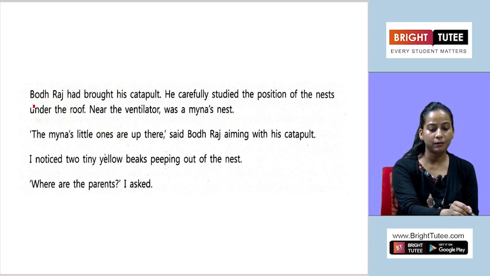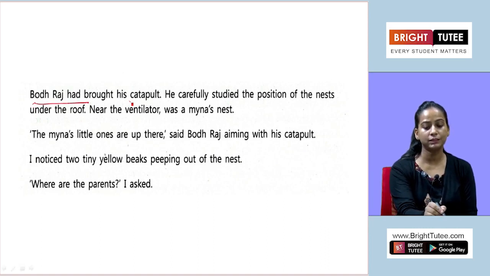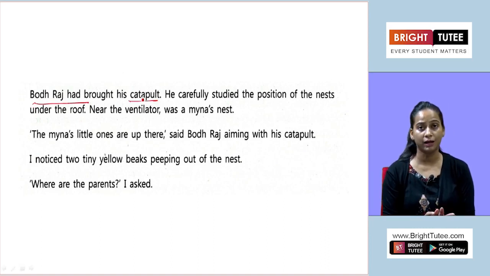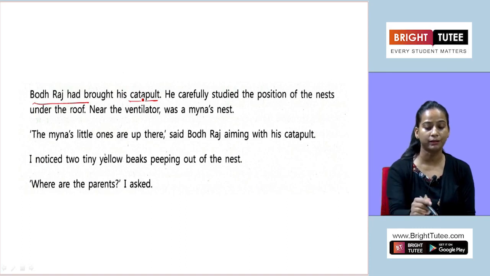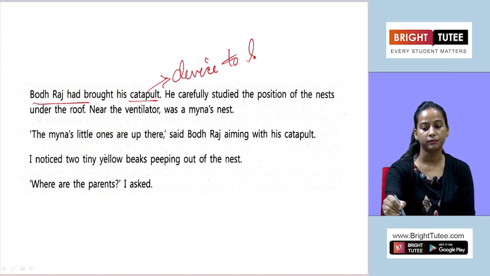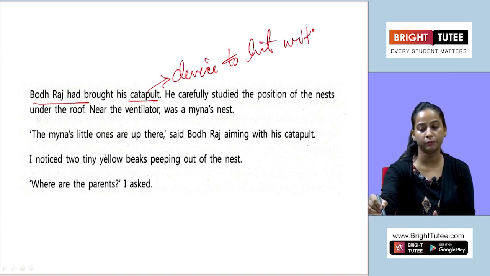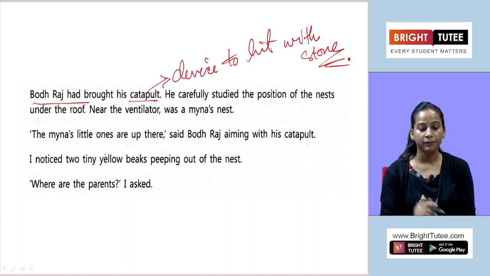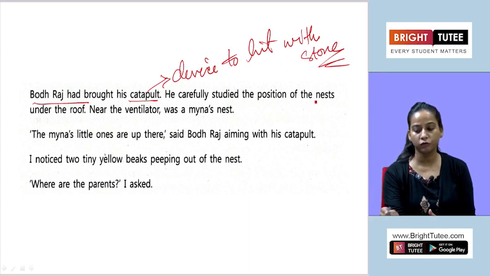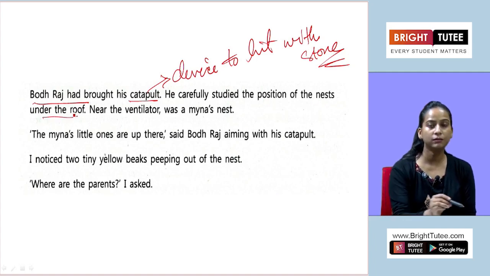Bodhraj had brought his catapult. Catapult, as I told you, is that device to hit with the help of a stone. Earlier you might have seen children used to play with that. He carefully studied the position of the nest under the roof.